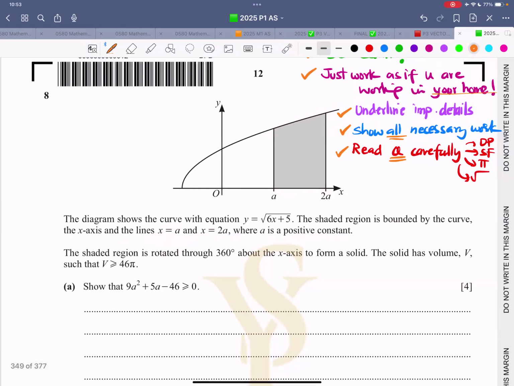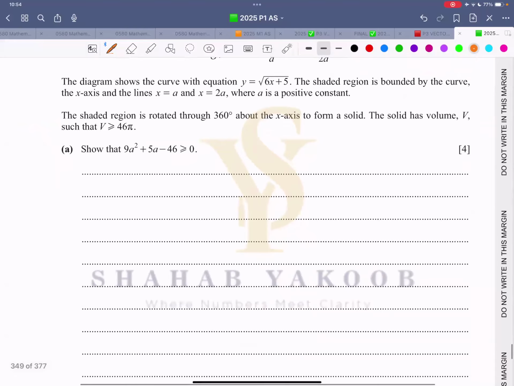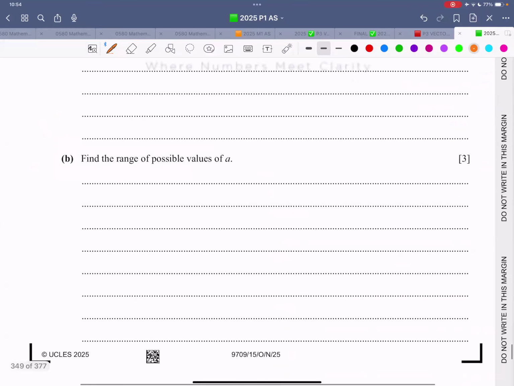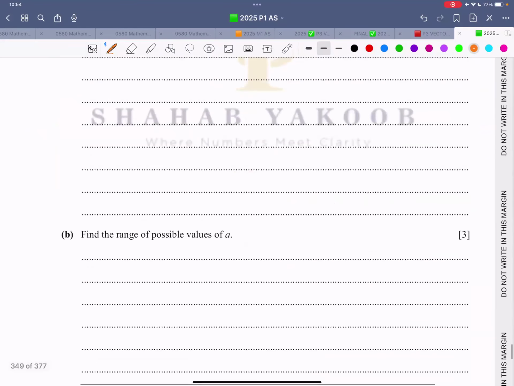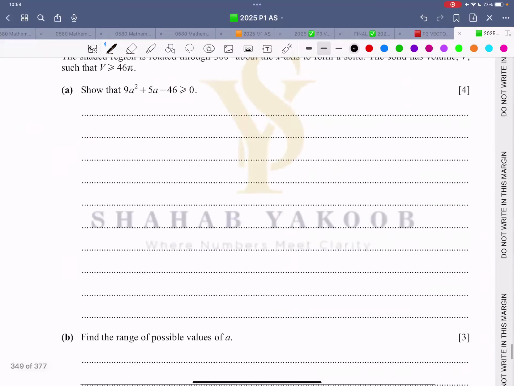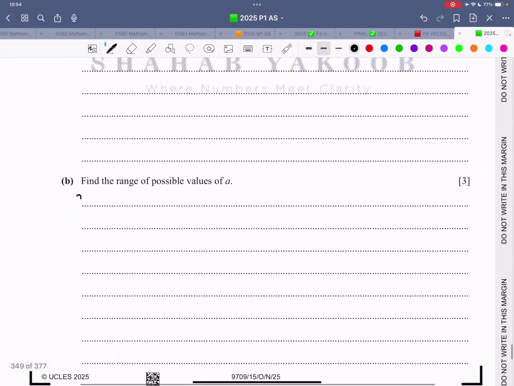So this thing is about volume of revolution. The official name is volume of solid of revolution. So volume is pi, there should be limits, like c and d, f of x, the whole thing squared dx. That is what you have to do. The solid volume is such that volume is greater than or equal to 46 pi. Show that. Find the range of possible values. So the range I can do before that. That is easy. That is 9a squared plus 5a minus 46, so 9a squared minus 5a plus 46 is greater than or equal to 0.